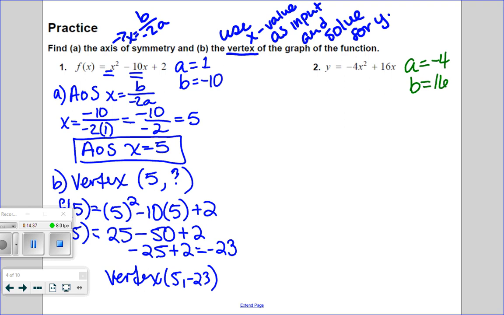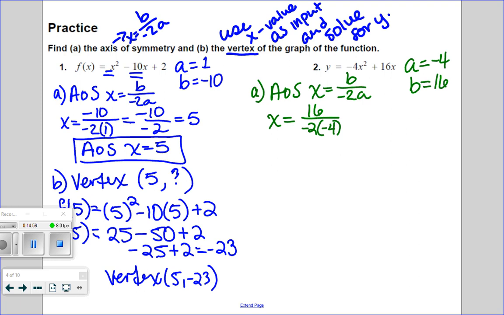Okay? All right, so for part A here, we are going to first find axis of symmetry using our nice little formula B over negative 2A, which in this particular case means 16 over negative 2 times negative 4. Is that okay with everybody? Just insert that a and b in there.